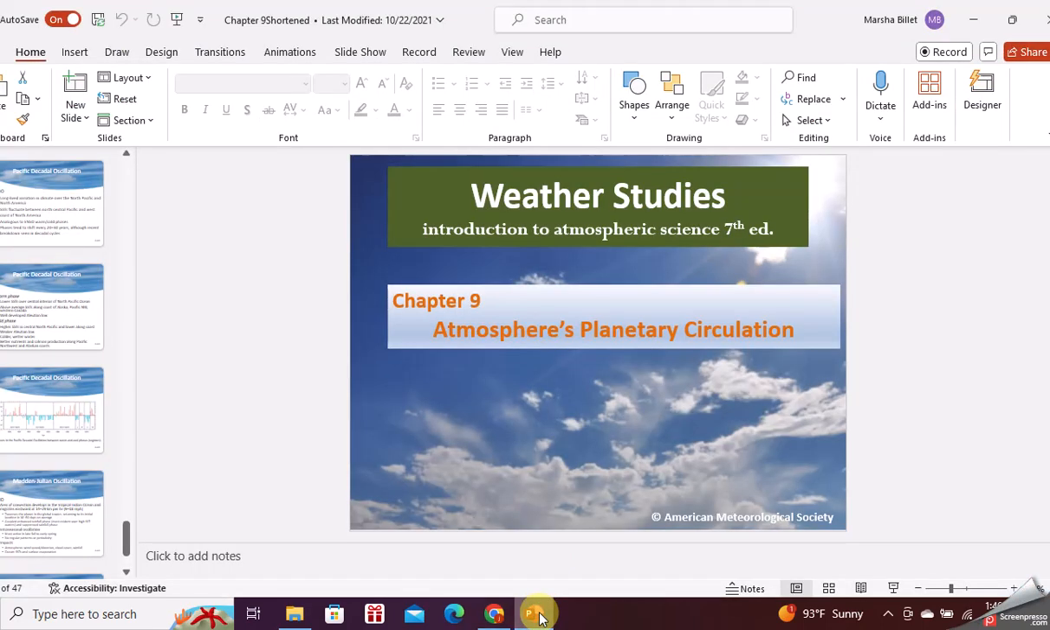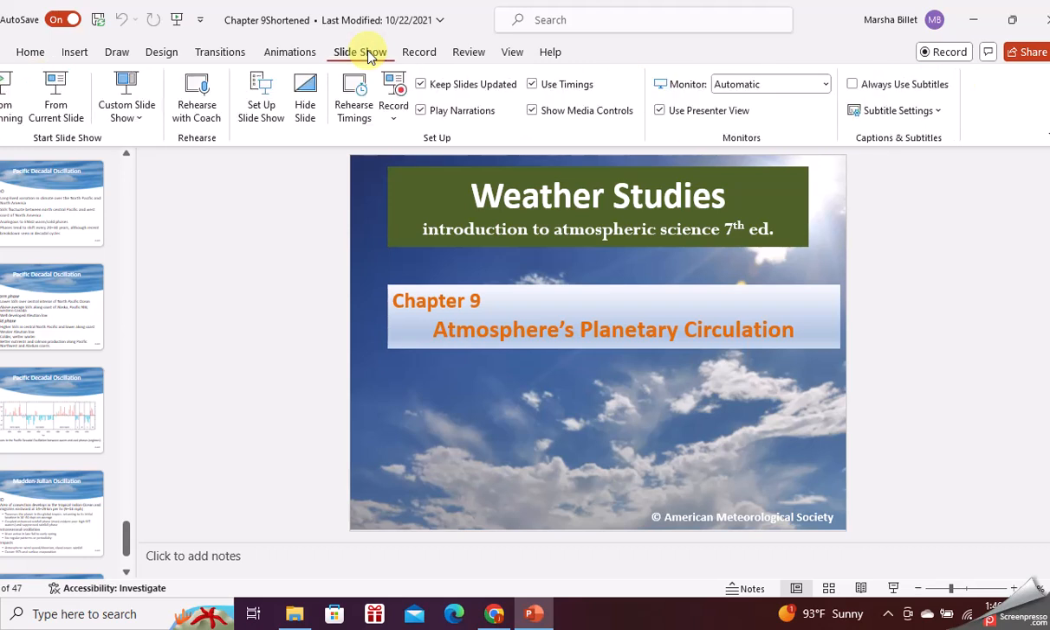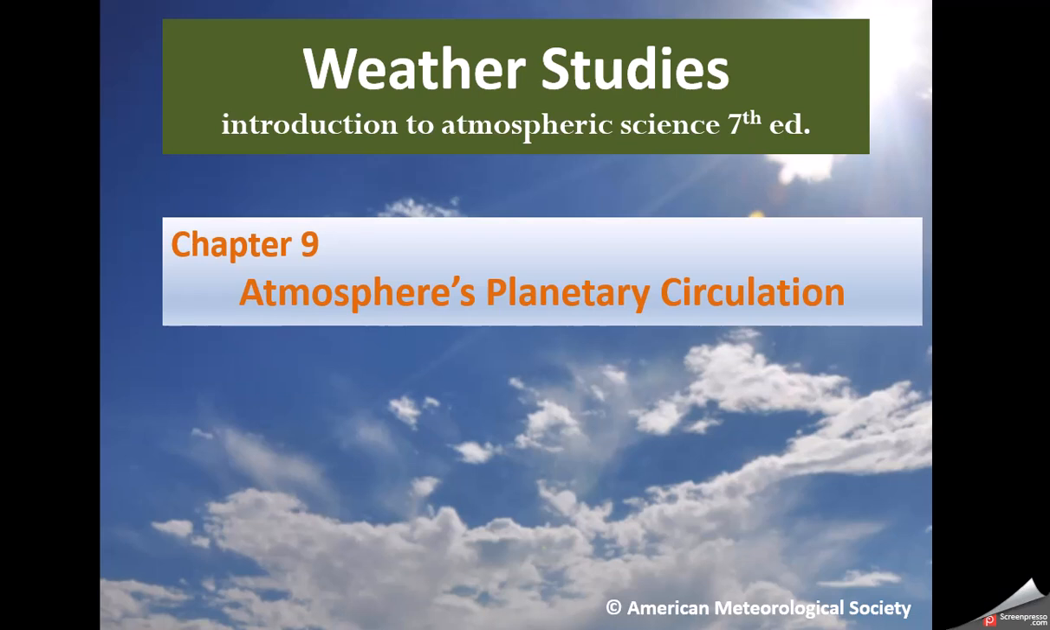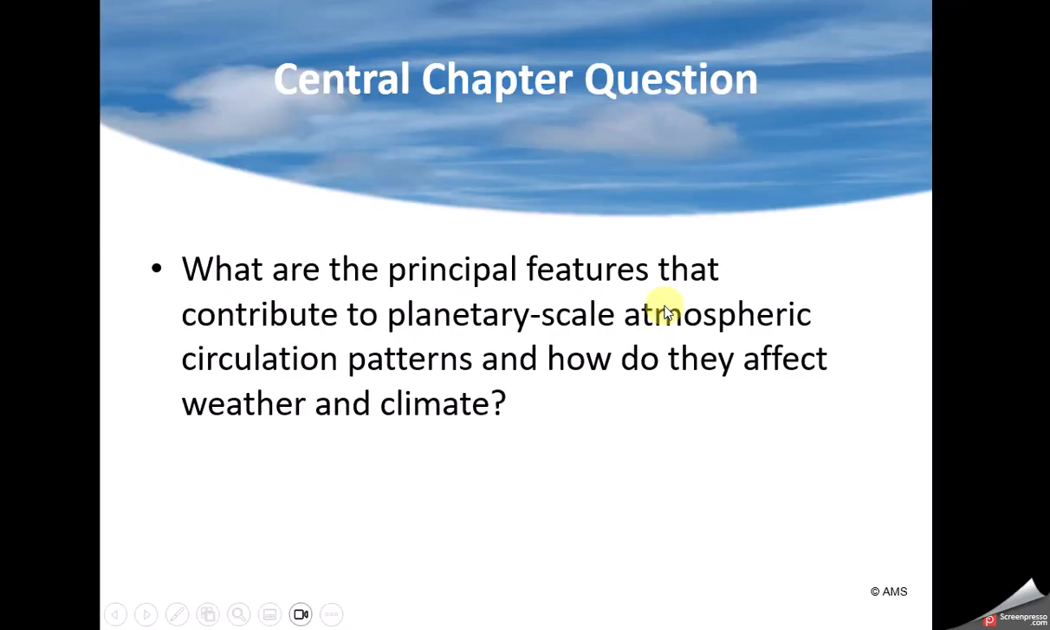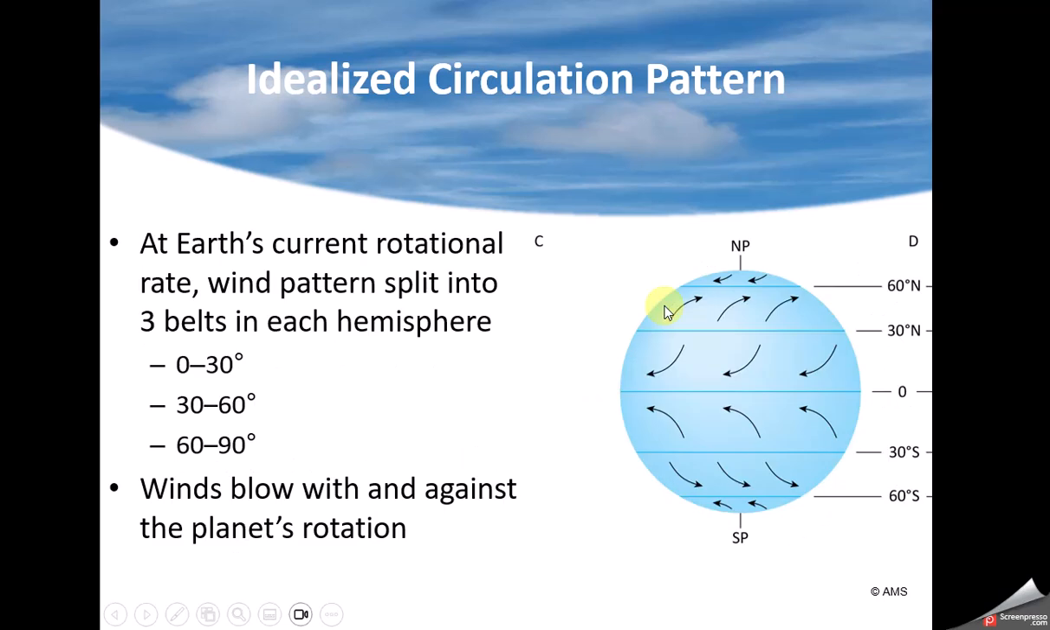So now we're going to look at the atmosphere's planetary circulation. So with that in mind, we come up with a reasoning behind some of that planetary circulation. So what are some of the features that govern it? Well, let's go back here a minute. Now, I'll go through it here a minute.